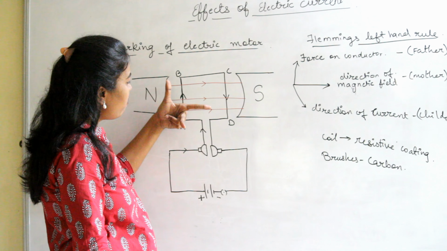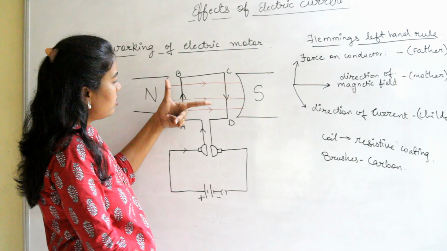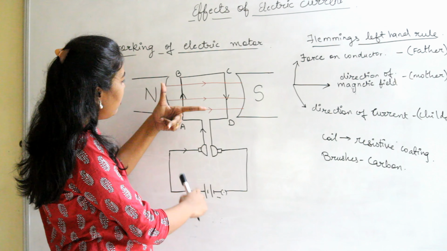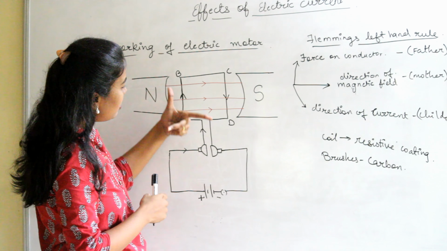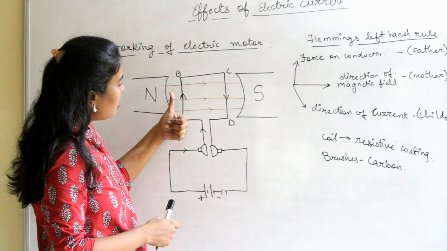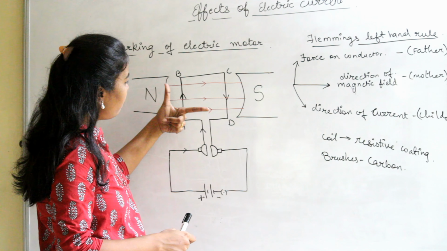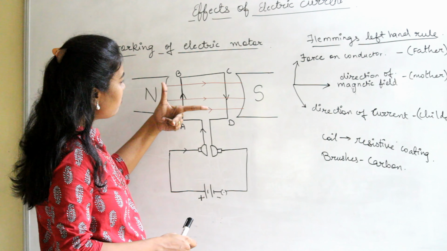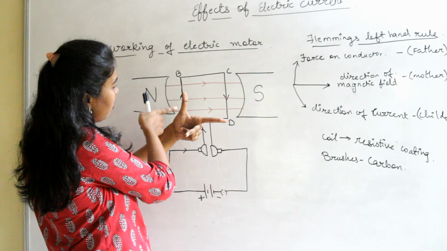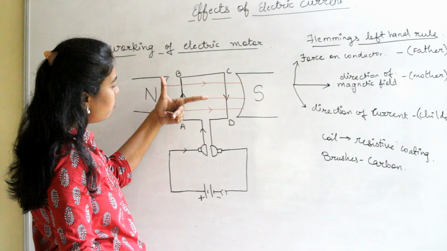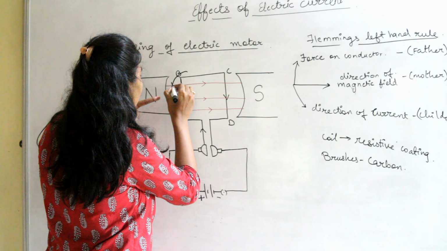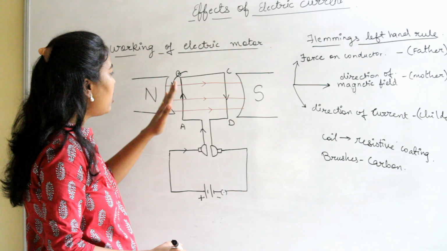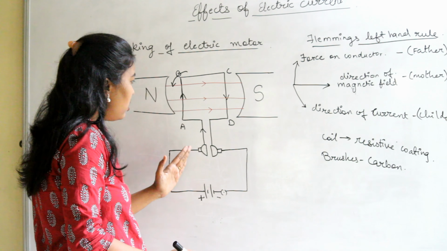And what is the direction of force? It will be perpendicular. The direction of force which will be experienced by AB. Because the direction of current in AB is this way, and the force is this way. Then the force will be experienced by this side of the coil AB, towards me. So it will be moving like this. AB will move downwards.